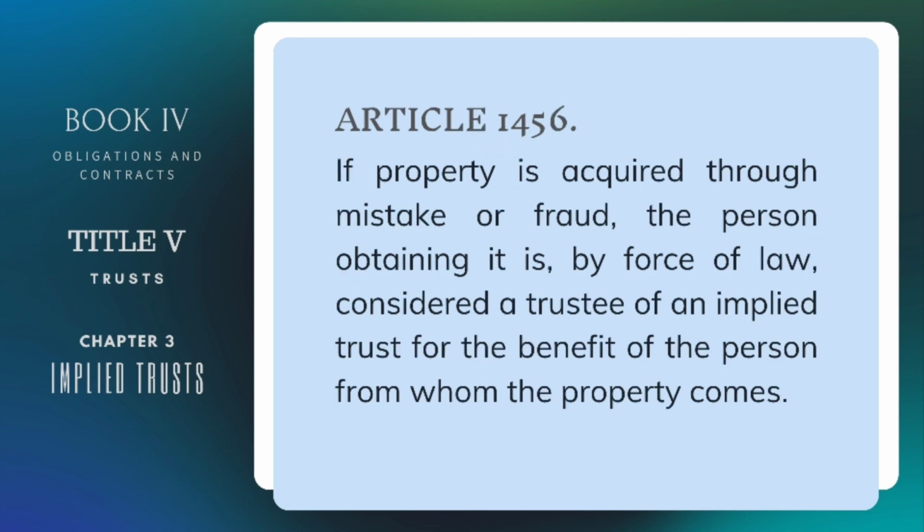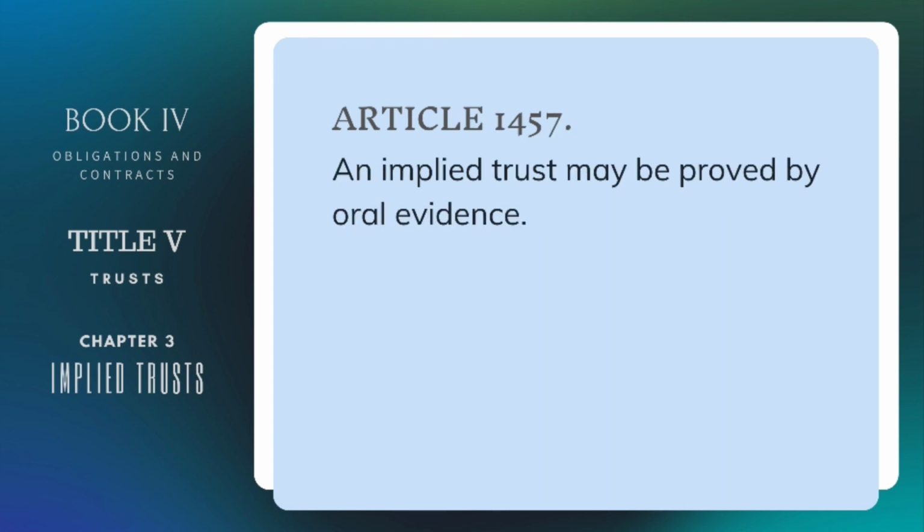Article 1456. If property is acquired through mistake or fraud, the person obtaining it is, by force of law, considered a trustee of an implied trust for the benefit of the person from whom the property comes. Article 1457. An implied trust may be proved by oral evidence.